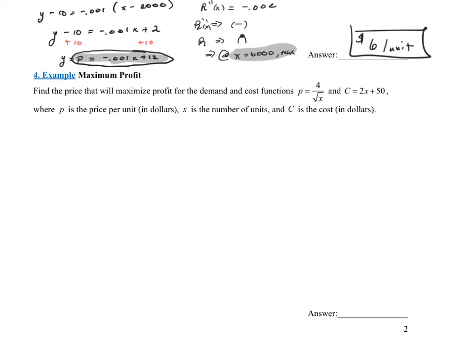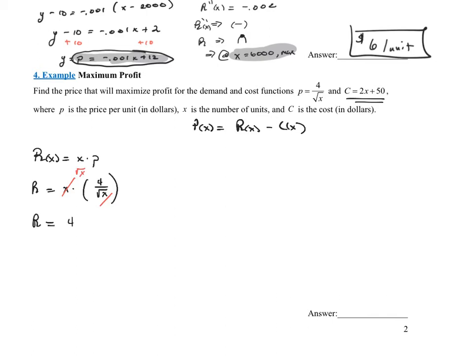So if we want to maximize profit, we need to find profit. Remember that your profit function is always your revenue function minus your cost function. So the first thing we need to do is we know the cost function, we need to find the revenue function. So remember your revenue function is X times P. Well, we're given P, so that's not too bad here. So our R is going to be X times 4 over the square root of X. If you simplify that, X divided by the square root of X is the square root of X. So here I have that my revenue function is 4 times the square root of X is the simplified version.